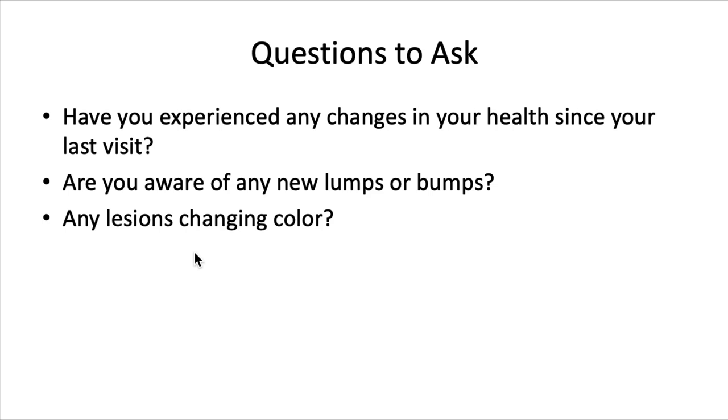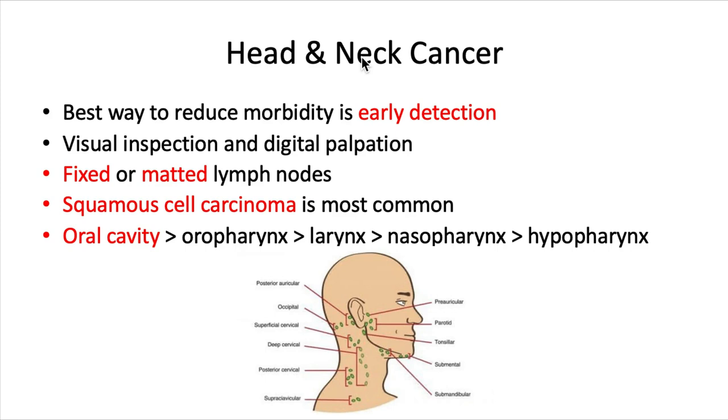So head and neck cancer includes any cancer that develops in the mouth, throat, nose, lips, or any other region of the head and neck. As with all cancer, the best way to reduce morbidity is early detection of it. The earlier stage you catch it at, the better prognosis you likely will have. So part of that is conducting regular exams.